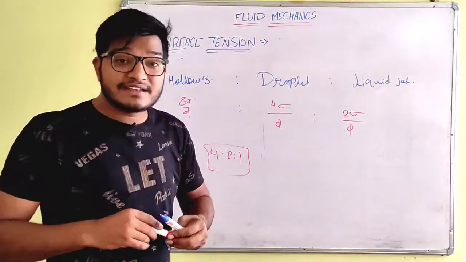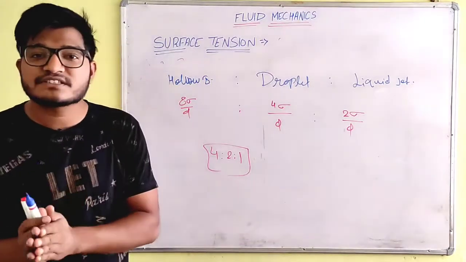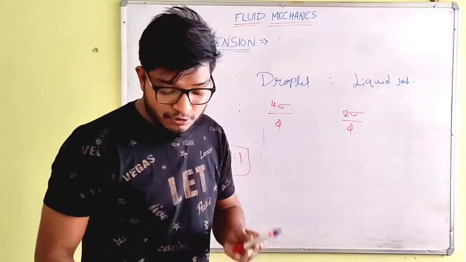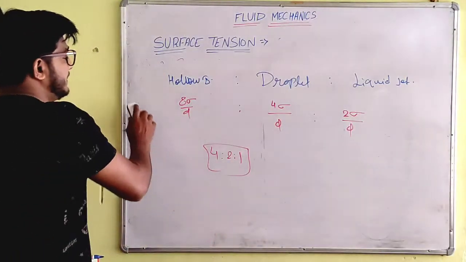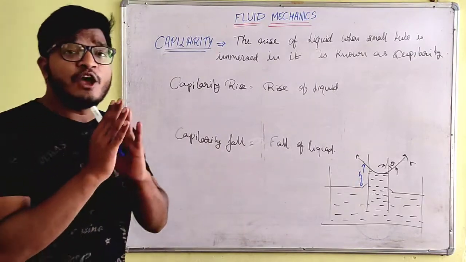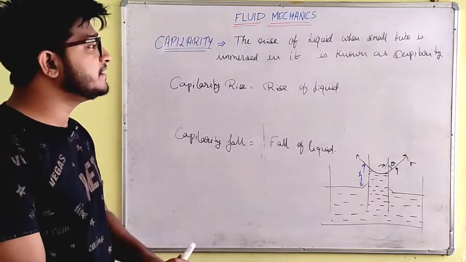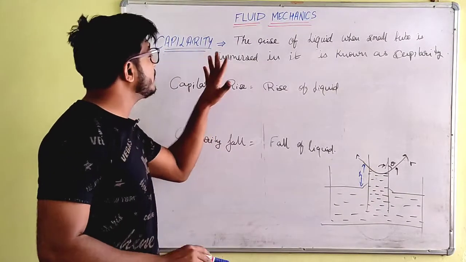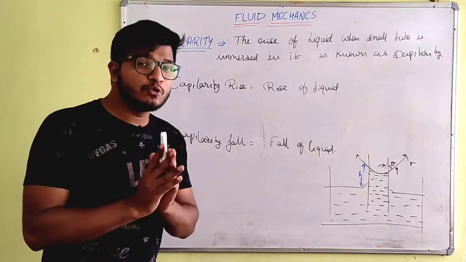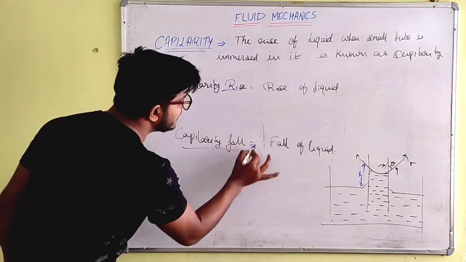Okay, so now let's get on to the next property in fluid mechanics, which is capillarity force, the capillarity rise and the capillarity fall. So now let's understand what is capillarity. Capillarity is the rise of liquid when a small diameter tube is immersed in the liquid. This is known as capillarity. There will be two conditions for the capillarity: one is capillarity rise and the second is capillarity fall.